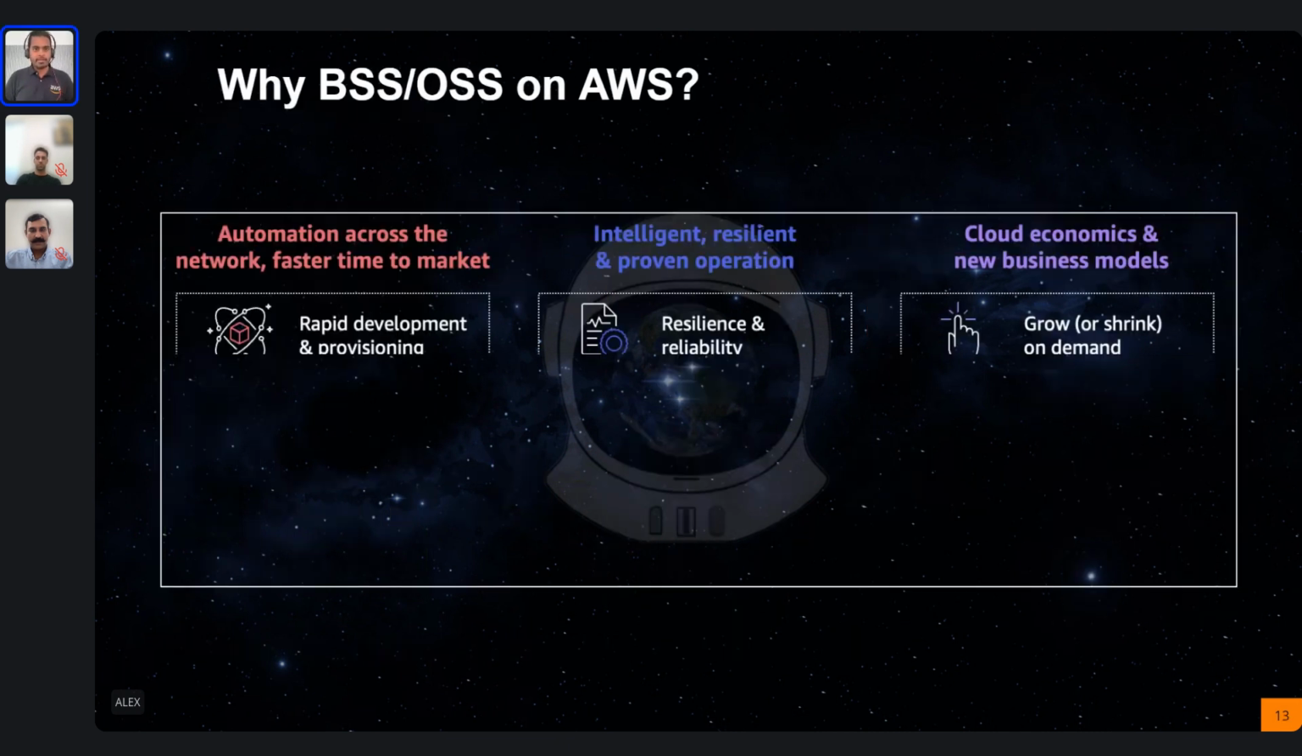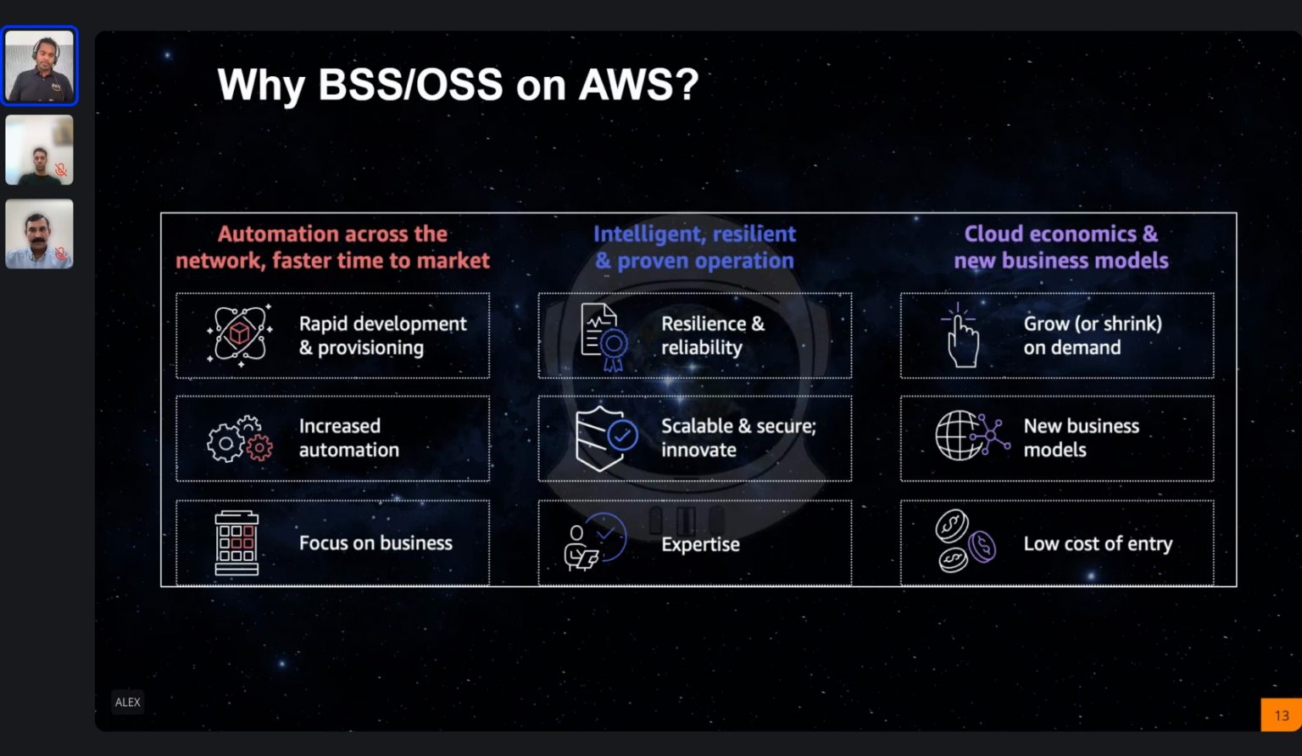Next slide, please, Alex. So now that we have established how AWS services can help you build your 5G services for non-terrestrial networks, I want to focus on a couple of things on why you would want to use a hyperscaler like AWS to build your 5G core. So let's first focus on why OSS and BSS systems on AWS.